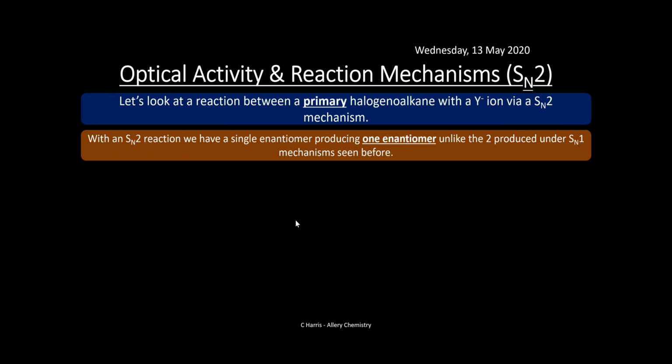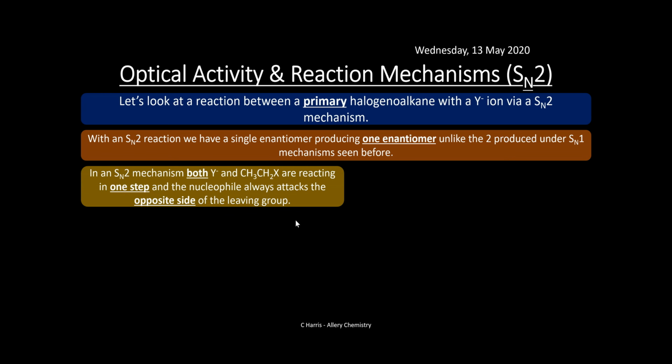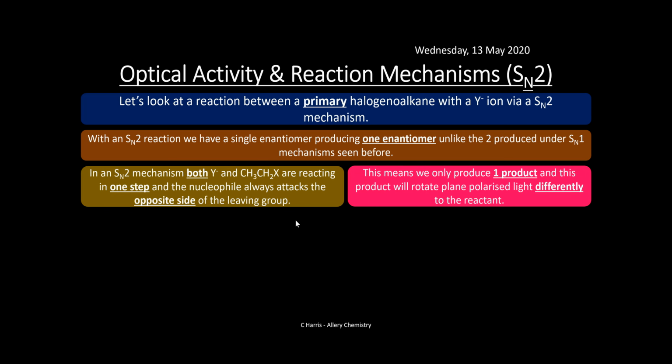So with an SN2 reaction, we have a single enantiomer producing one enantiomer, unlike the two that are produced under the SN1 reaction that we've just seen before, the mechanism. So in an SN2 mechanism, both the Y minus and the haloalkane, or the halogenoalkane, are reacting in one step, and the nucleophile always attacks the opposite side of the leaving group. Okay, so that's very important. So let's have a look.